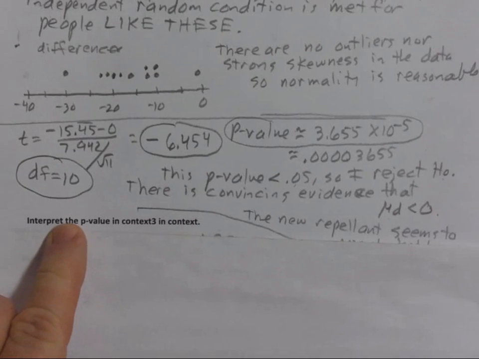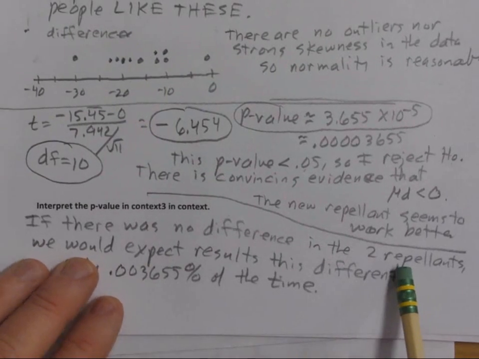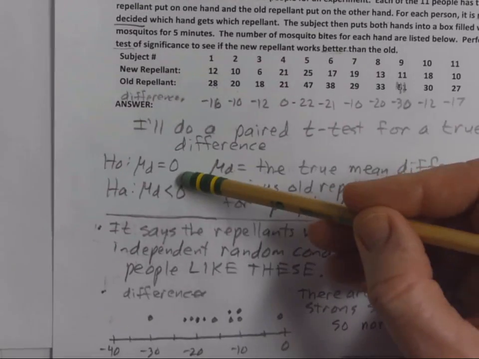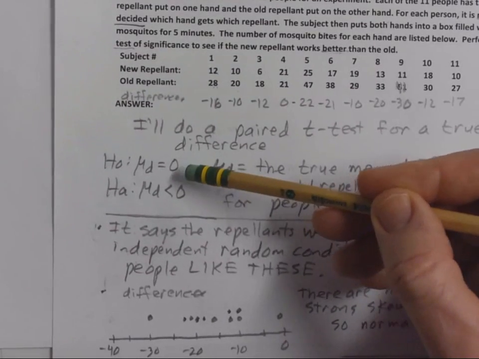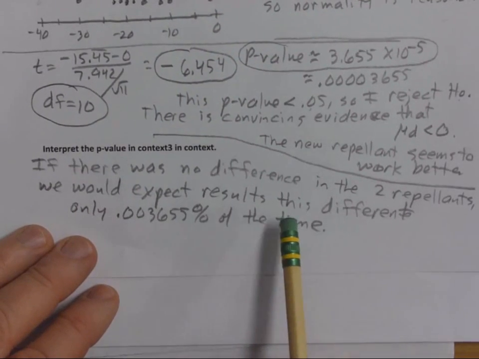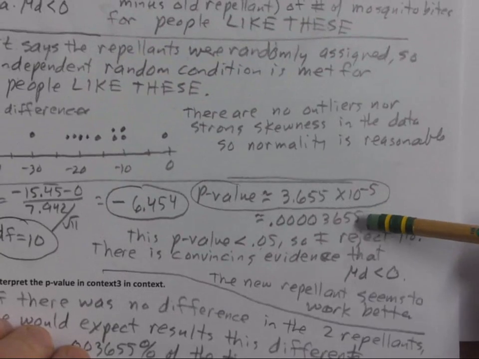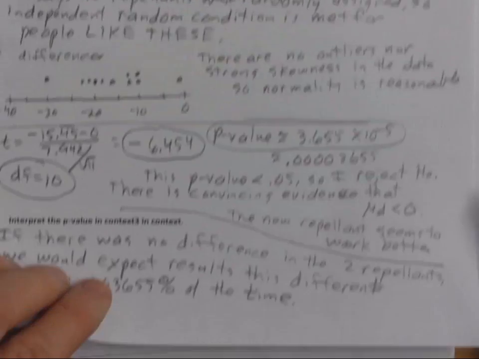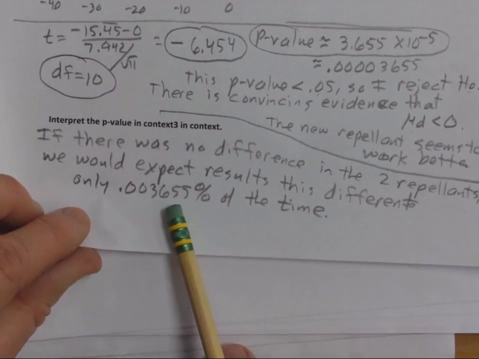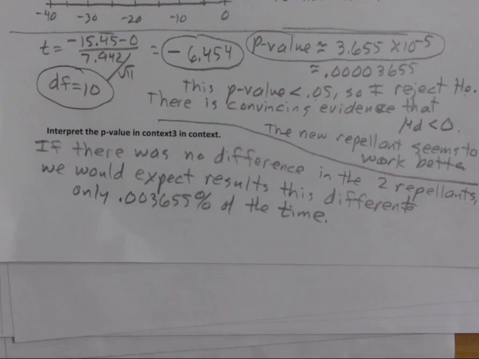So interpreting the p-value in context here, and this happens in a problem in your assignment: if there was no difference in the two repellents, in other words, if the null hypothesis is true, and we make that assumption, we would expect to get results this different about 0.003655% of the time. In other words, that proportion, and I just moved it 2 decimal places to make a percent. So well less than 0.1% of the time. That is interpreting a p-value in context.